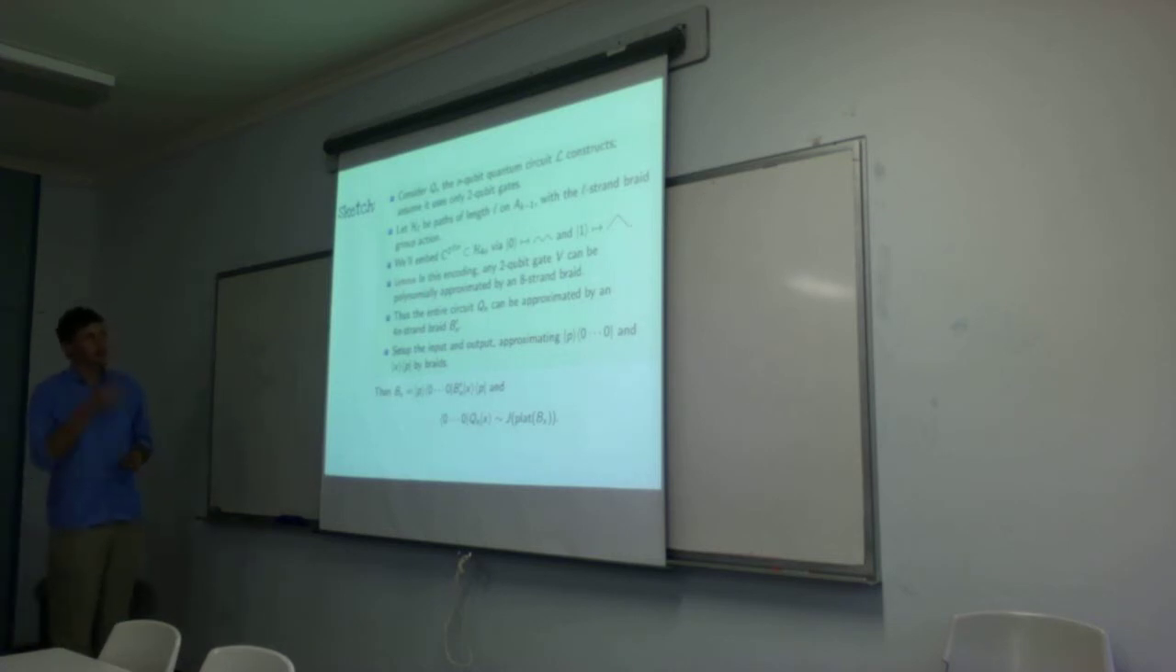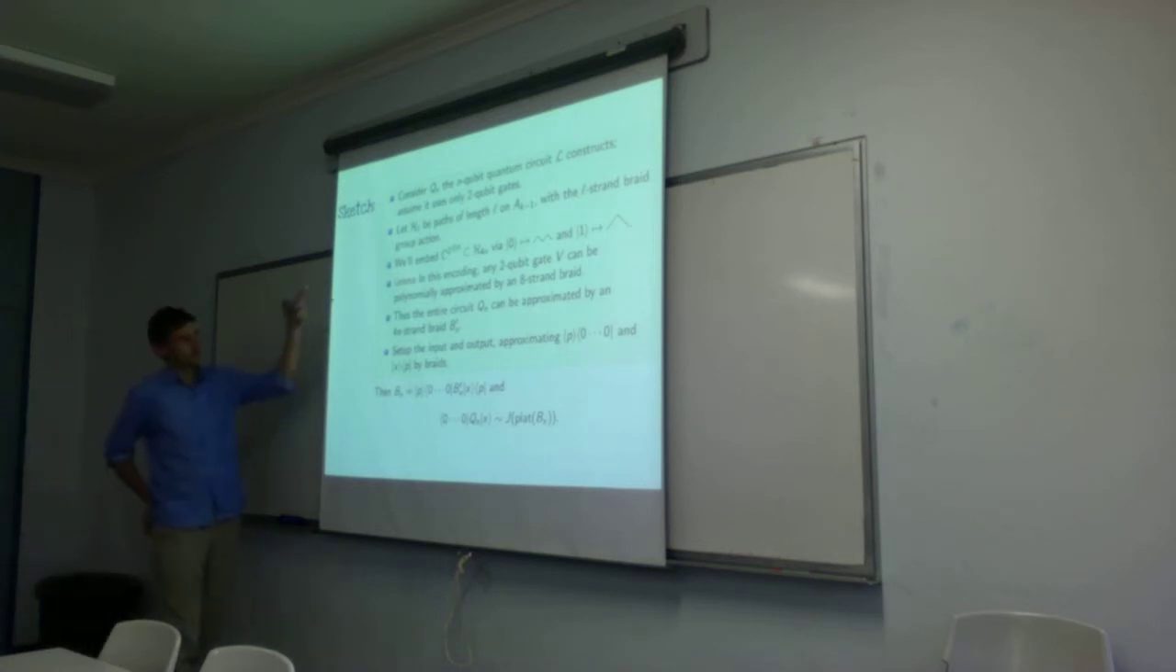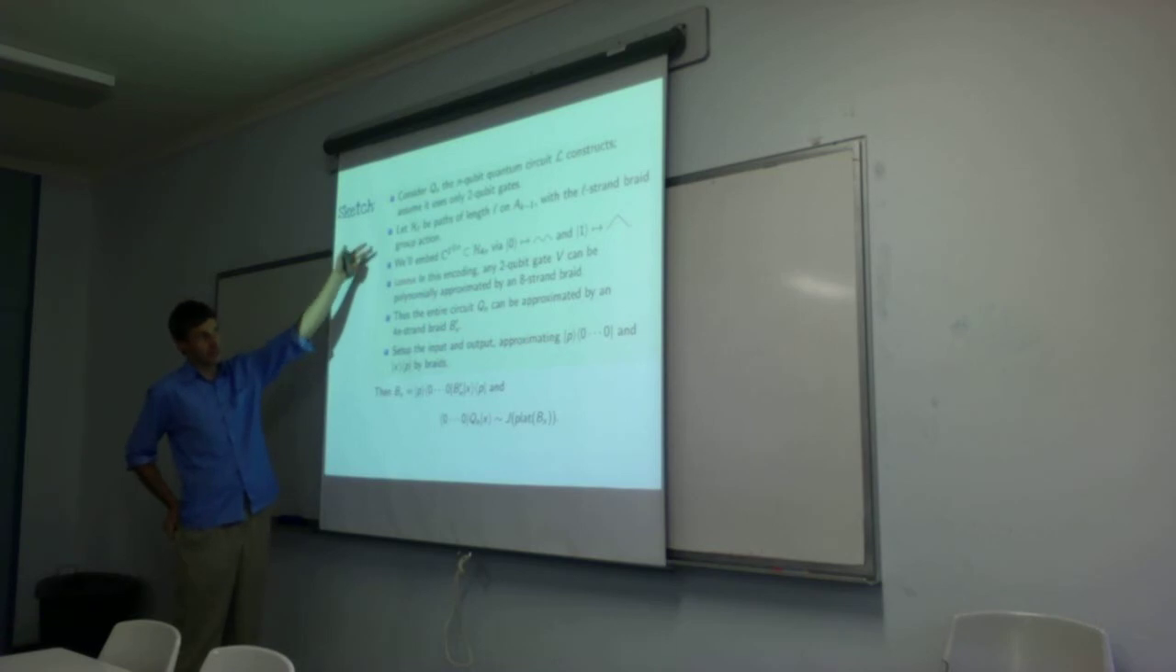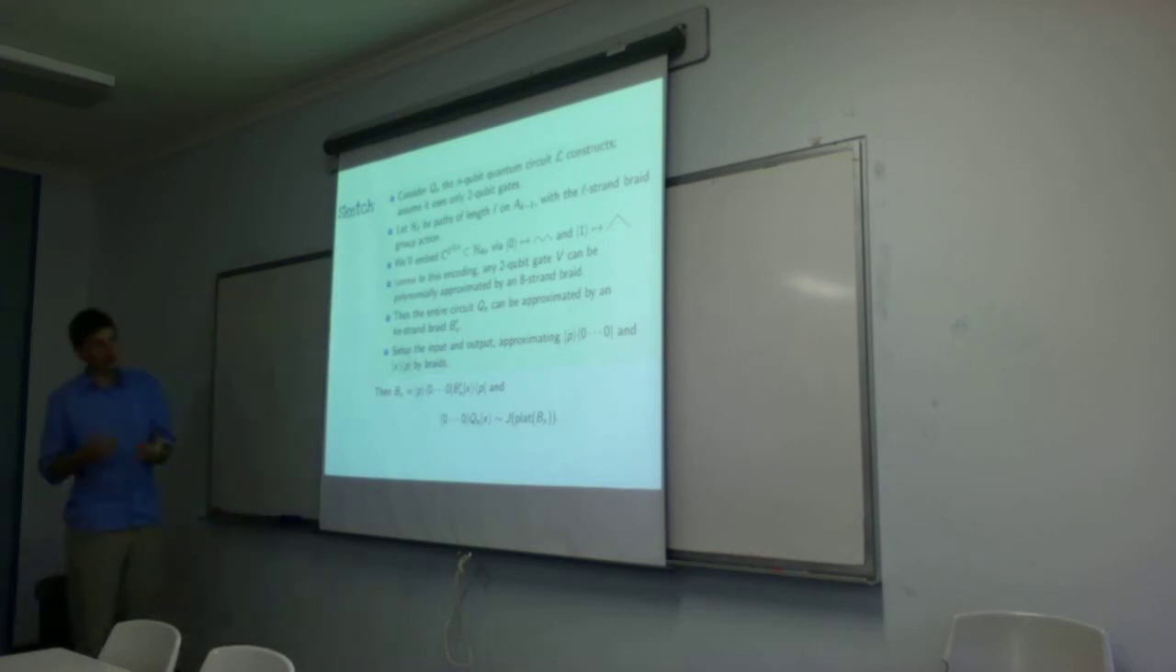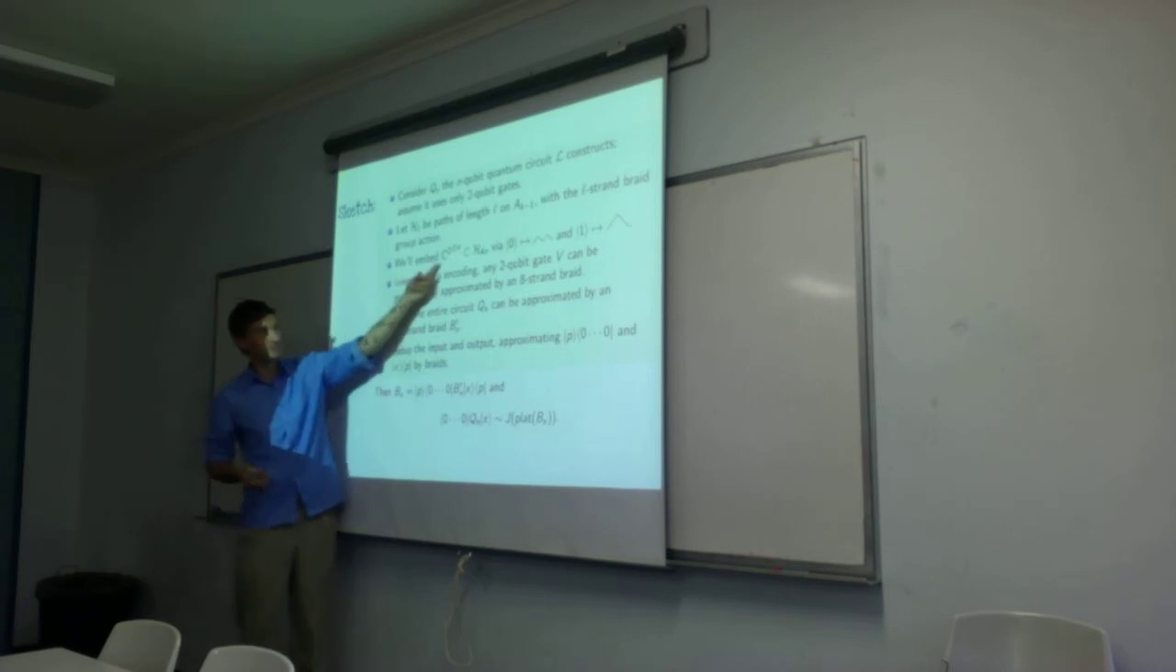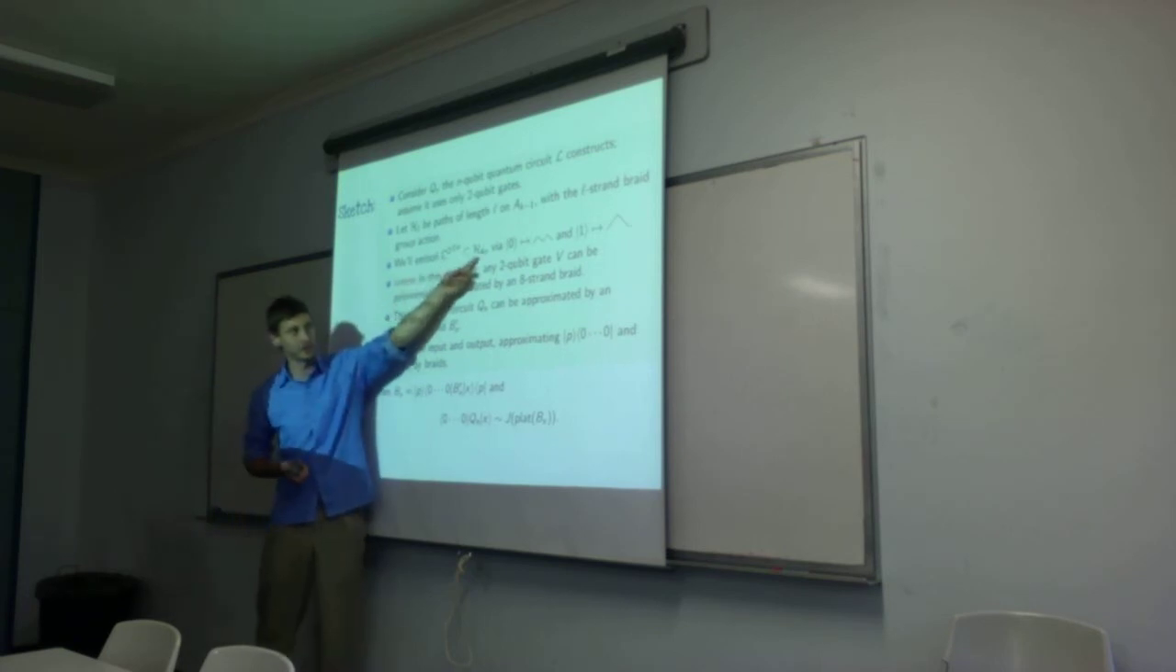Now, again, let's look at the same vector space as we had before: paths of length L on this graph A_{k-1}. And again, we have this representation of the braid group on that vector space. Now we're going to do something sort of dual to what we did before. Previously, we took that vector space and embedded it up inside some bigger tensor product vector space. And now we're going to do the opposite. We're going to embed some tensor product vector space into one of these path spaces.